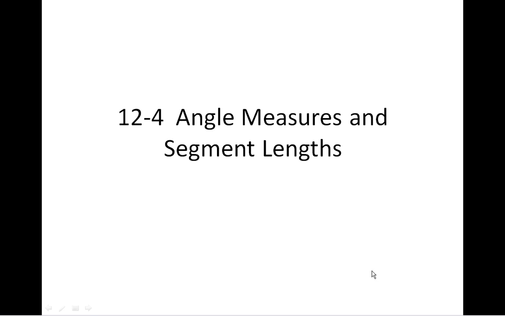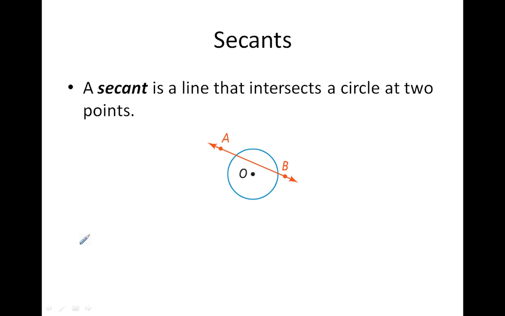As we continue our discussion on circles, we're going to keep looking at angle measures, and we're also going to bring some segment lengths in today. We're going to look today starting with secant lines. Now you may recall we have talked previously about tangent lines. That was the first section of this unit. Tangent lines are those that intersect a circle at exactly one point. A secant line, on the other hand, intersects a circle at 2 points.